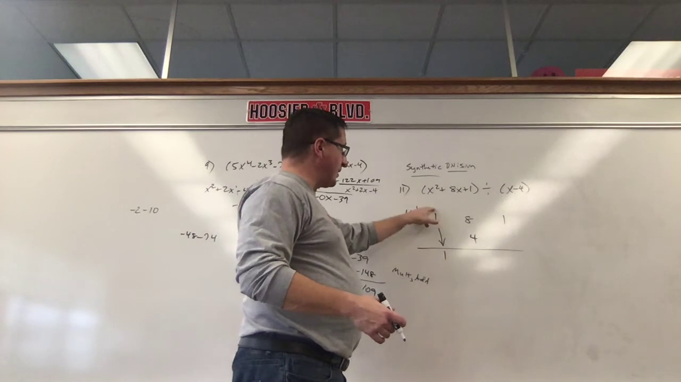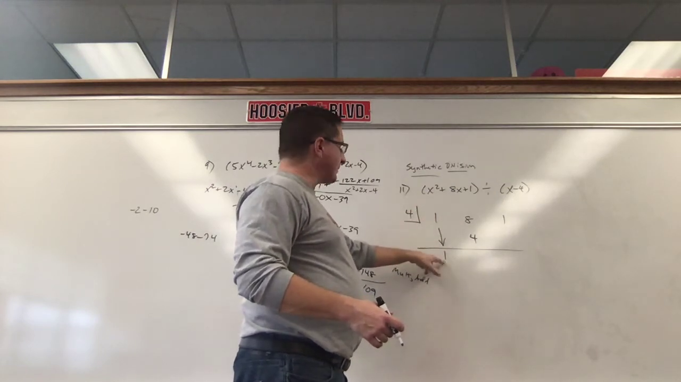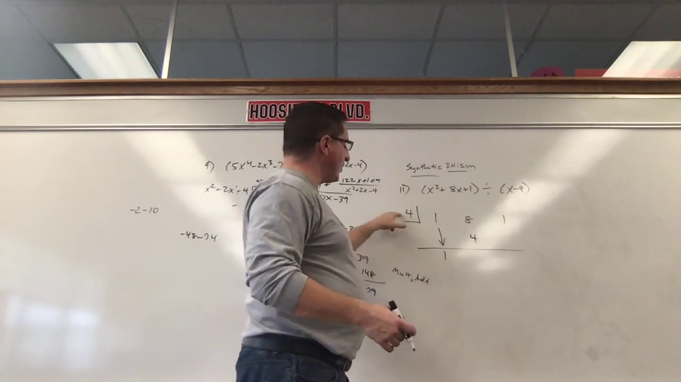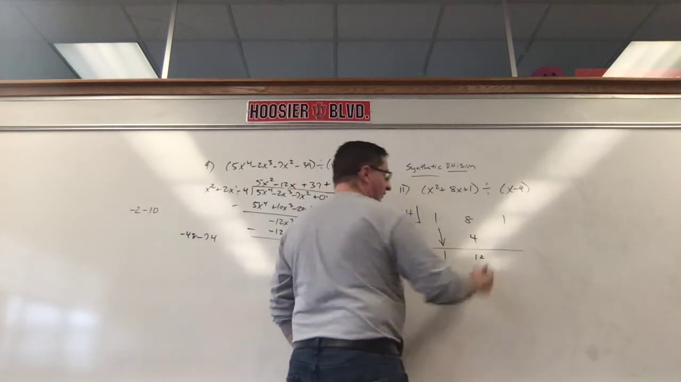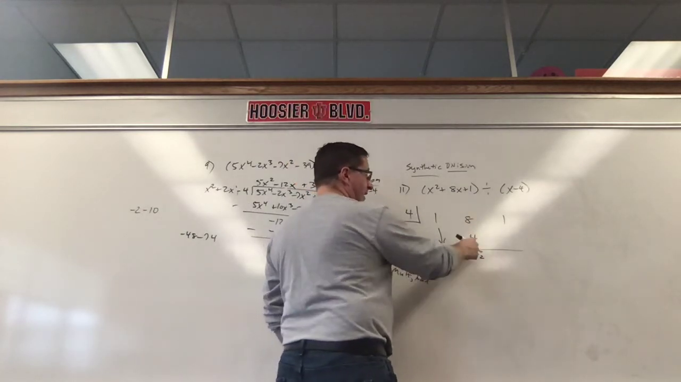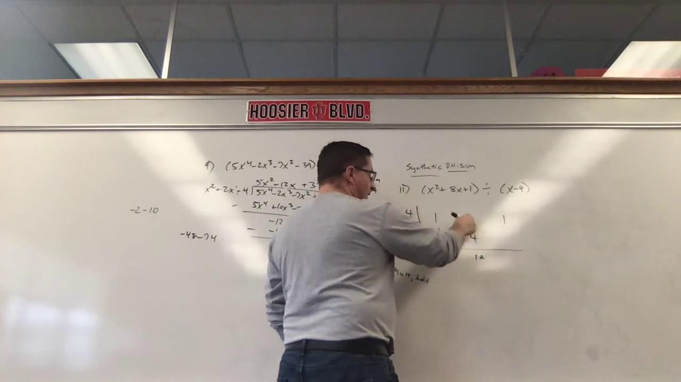We took this number, I dropped this 1 down, and I multiply by the magic number 4. 1 times 4 is 4. I multiply, then I add. So the next one I'm going to write is 12. Where did 12 come from? I multiplied, I added.